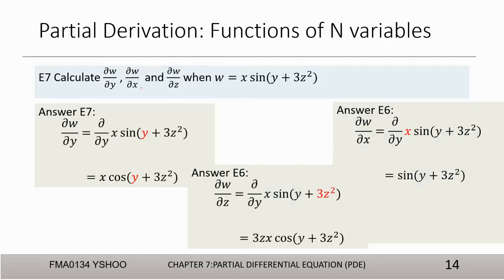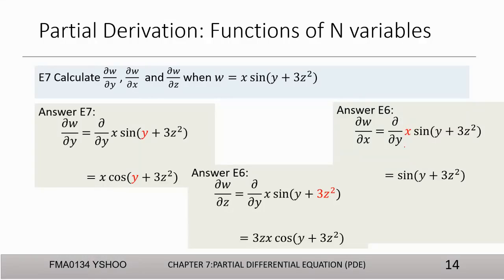Now if this one I have del w, del x, del z, same thing. The first thing is del w over del y. So you identify this is your y. So the rest will be constant. Differentiating sine gives cos. Differentiating y gives 1. So you will have this one.